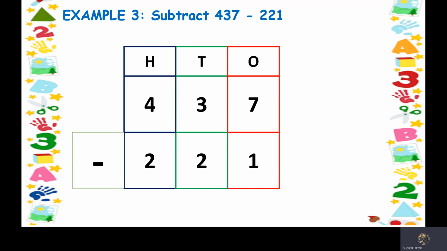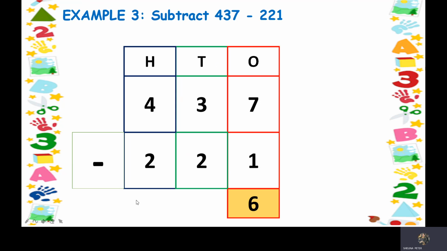Now let's subtract the numbers from ones. So the smaller number is 1, bigger number is 7. Count from 1 till 7 on your finger. Are you ready? Let's count. 2, 3, 4, 5, 6, 7. So how many fingers did I get? 6.